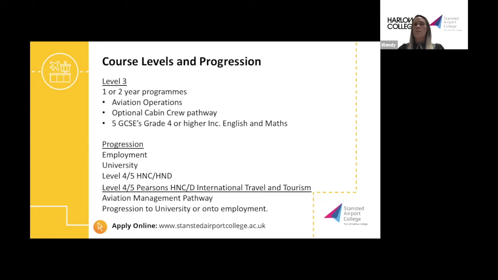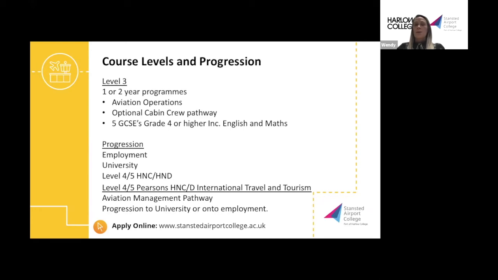Entry grades for the level 3 programme include 5 GCSEs at grade 5, 4 or higher, and these include English and maths as well. Individuals that choose to study the cabin crew pathway must turn 18 prior to the end of the course, as this is an age limitation placed on us by airlines. It may be more beneficial for some individuals to complete the cabin crew element in the 2nd year of their extended diploma programme.